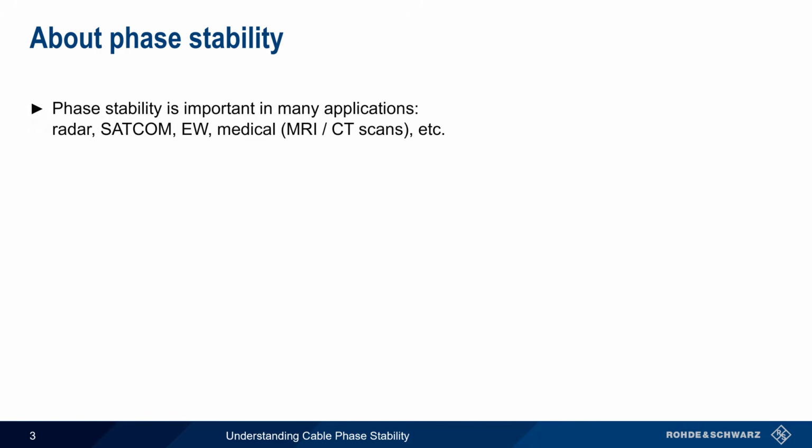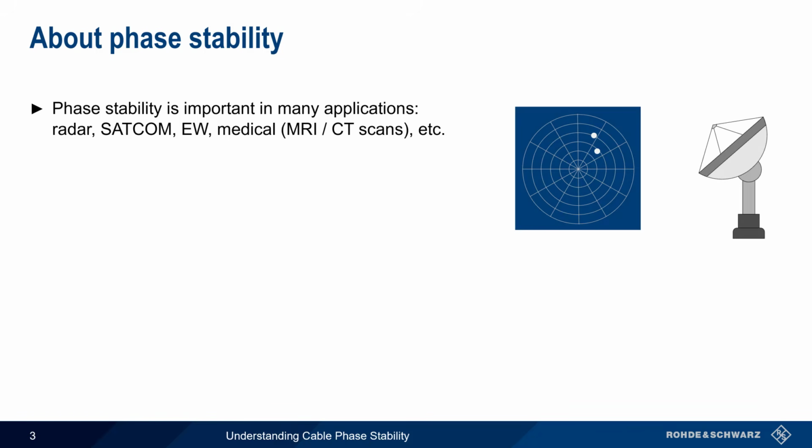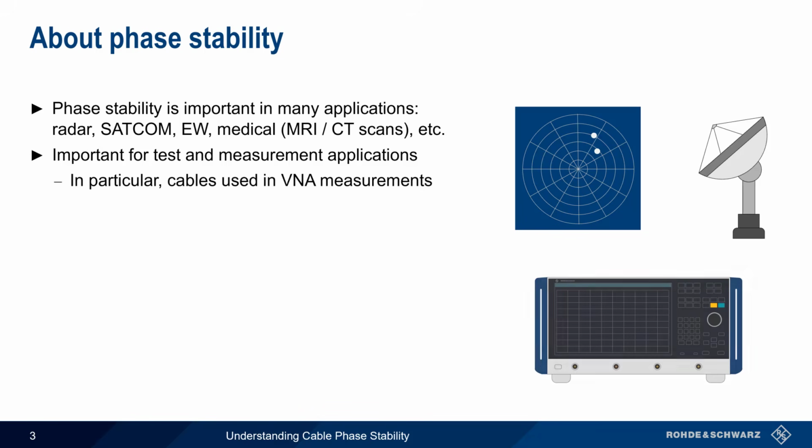Phase stability is important in many applications, including radar, satellite communications, and medical imaging. Phase stability is also important for some test and measurement applications, in particular the cables used when making measurements with a VNA, or vector network analyzer, since measuring phase is the vector part of a VNA measurement.